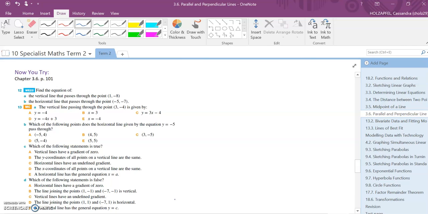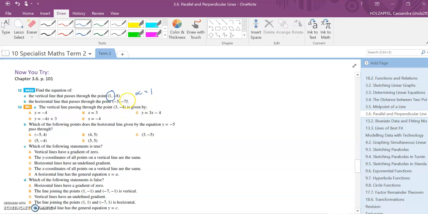So I'm going to get you to pause this, and I'm going to go through question 12 with you. All right, question 12, very simple. It's a vertical line. So because it's a vertical line, we know that's x is equal to something. So I'm just going to look at this x coordinate here, and I can just write this line as x is equal to 1. Very simple.